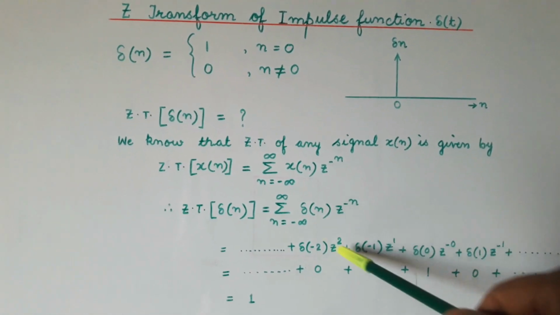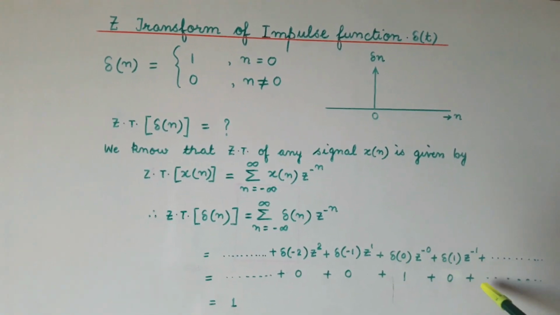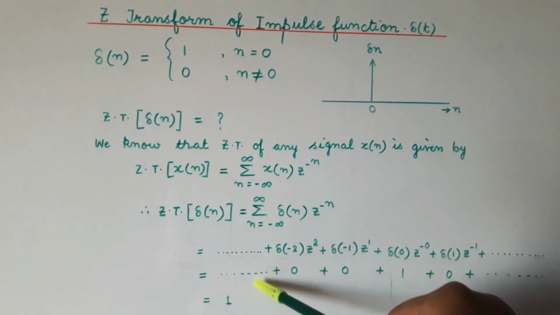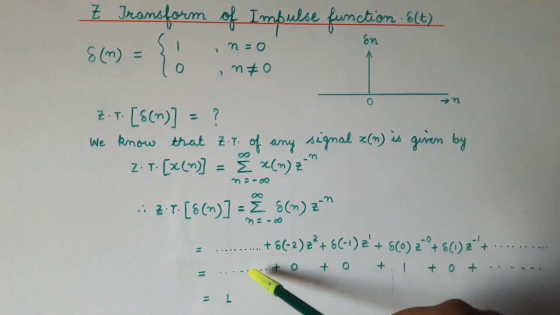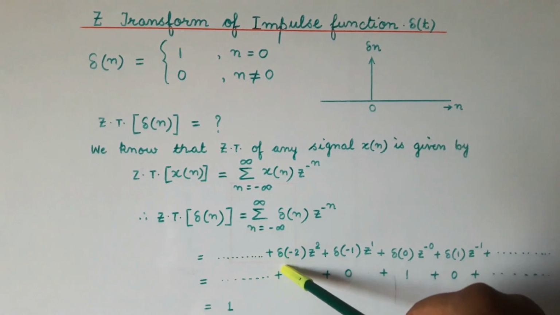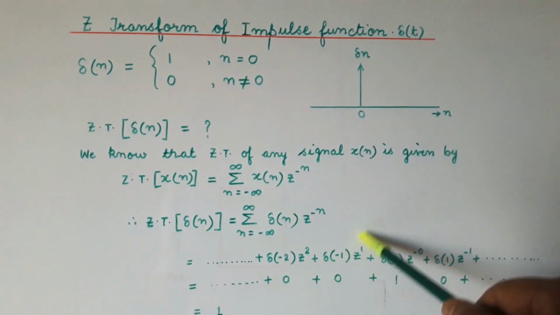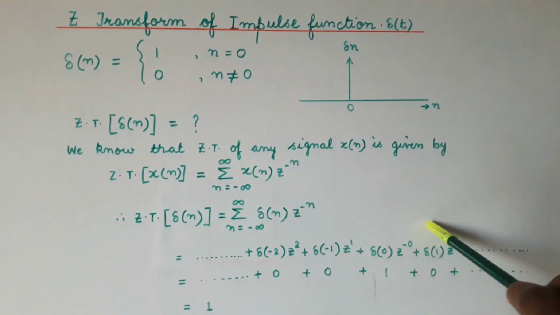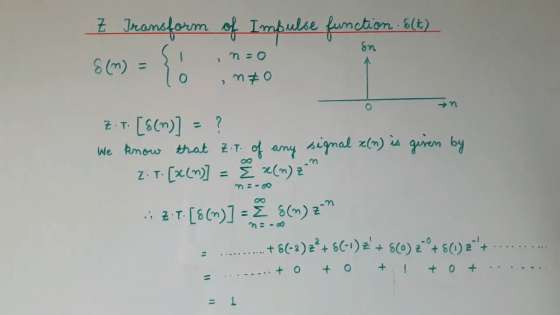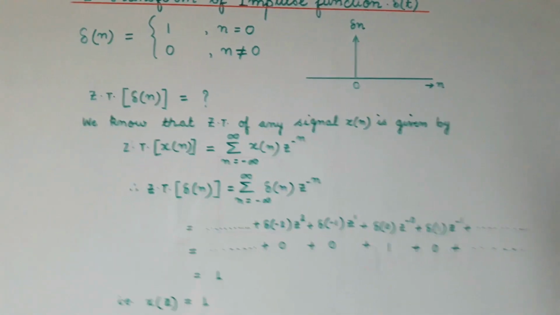In this equation we will substitute the different values of n. If we substitute the different values of n, we will get the terms delta of minus 2 into z to the power 2, plus delta of minus 1 into z to the power 1, plus delta of 0 into z to the power minus 0, plus delta of 1 into z to the power minus 1, and so on, like this on this side also, and similarly on this side also we will get the values.